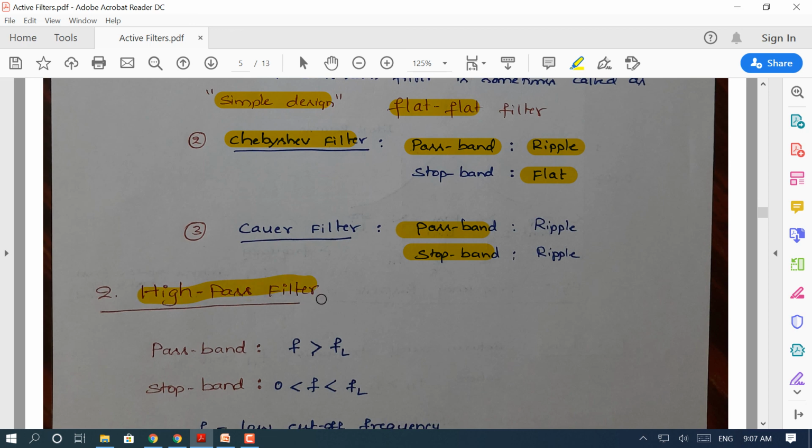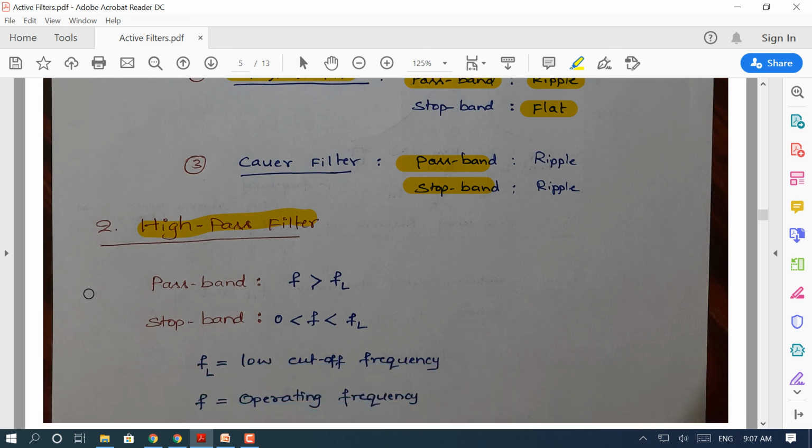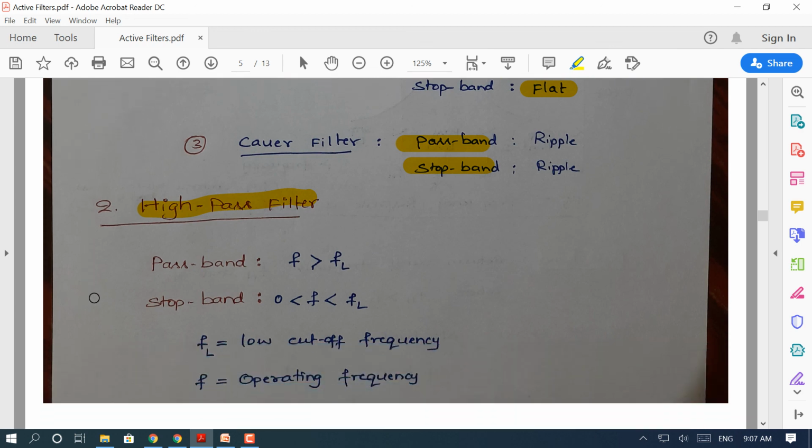So far we have seen the low pass filter and functions used in the low pass filter design. Now we are going to discuss high pass filter design and their frequency characteristics. In a high pass filter, the pass band exists for frequencies greater than FL. FL is called the lower cutoff frequency. For the frequencies above FL, the pass band exists.